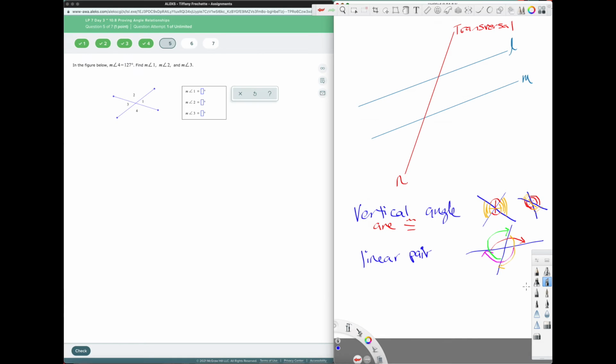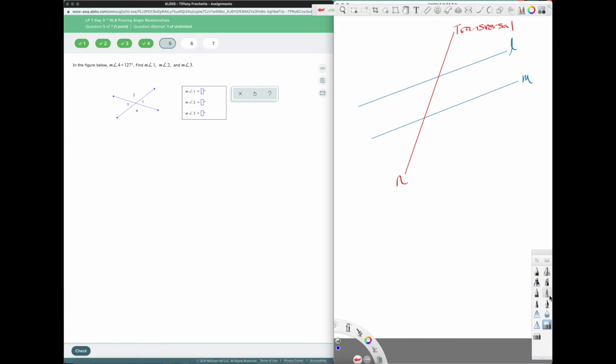This one is asking us to apply both of these relationships, vertical angle and linear pair. I'm just going to erase that. So if I have this one here, and it's telling me that angle 4 is 127 degrees, and it wants to know what angle 1, 2, and 3 are. So anytime I have lines crossing, I can use both vertical angle and linear pair.